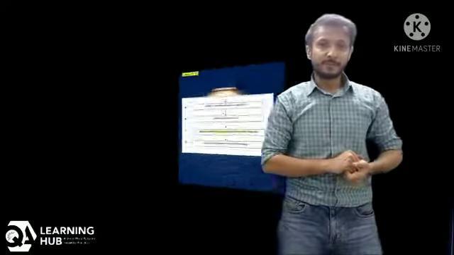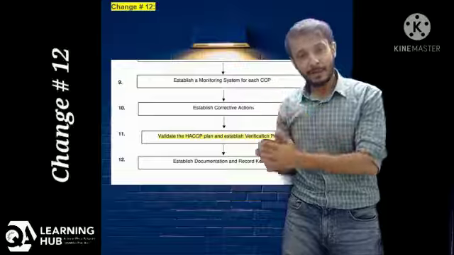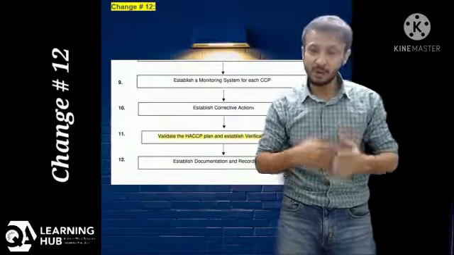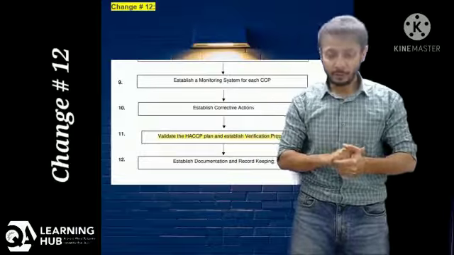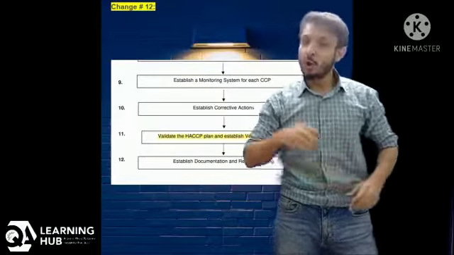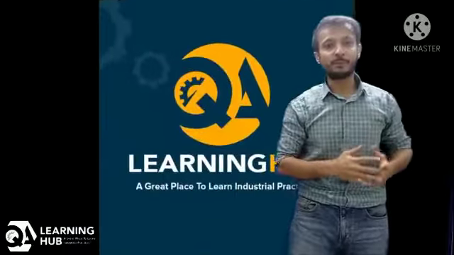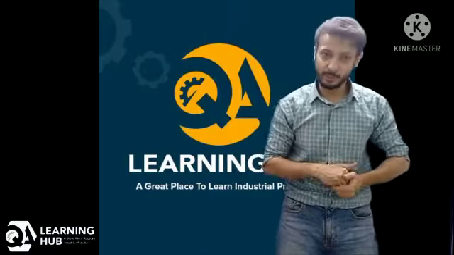Change number 12. The verification procedure, which is step number 11 and principle number 6, is now divided into two parts. Number 1 is validation of the HACCP plan and number 2 is the verification procedure. Hope this video gives you some basic information about the updates in Codex HACCP 2020.